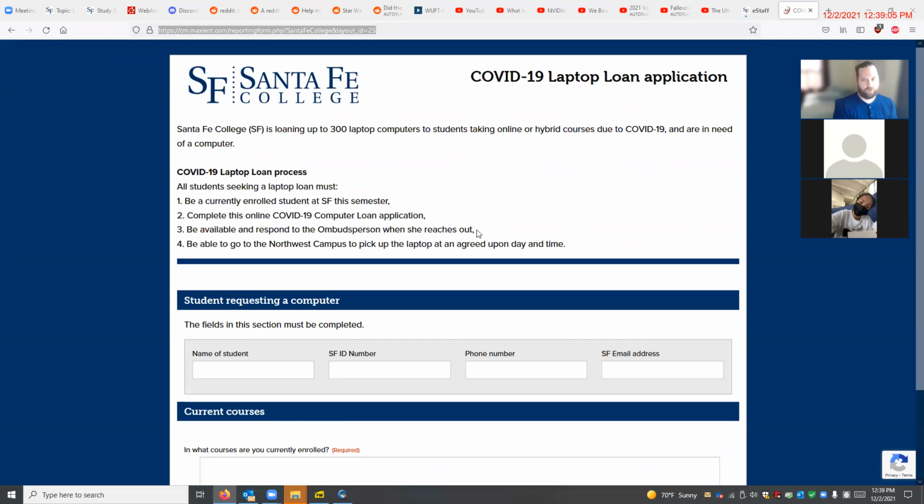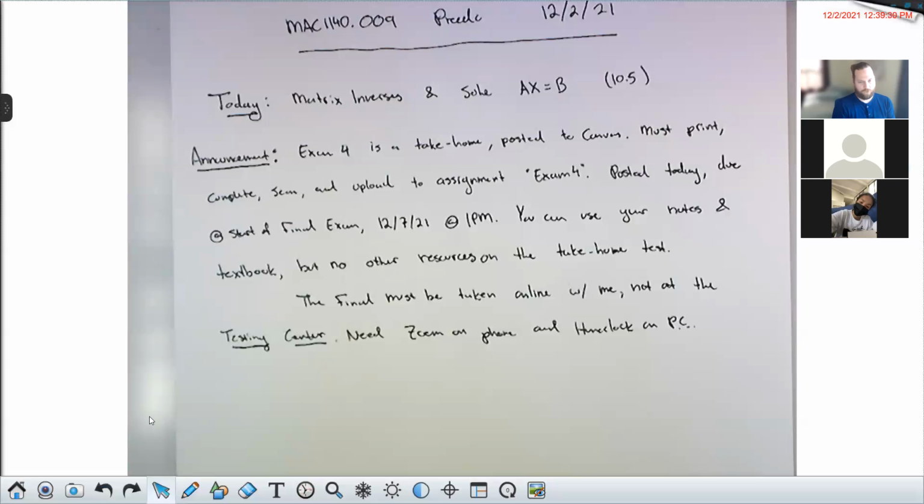I know most of us have a phone and have a laptop, but still, if your webcam's broken, or it's an ancient laptop and you can't update Chrome, or something like that. If you know that your laptop cannot run Honorlock, please go ahead and fill out this laptop loan application so we can take care of that. Similarly, if you don't have a phone that can run Zoom for whatever reason, I know it's 2021 and everybody can run Zoom on their phone, but if for whatever reason you can't, reach out to me. I'll figure something out for you.